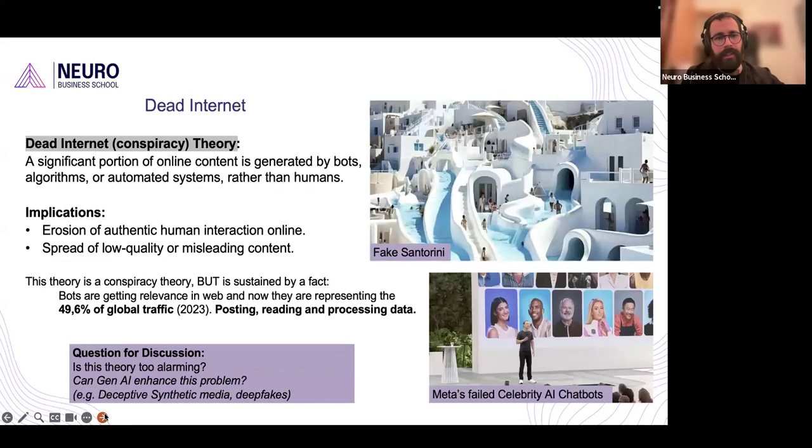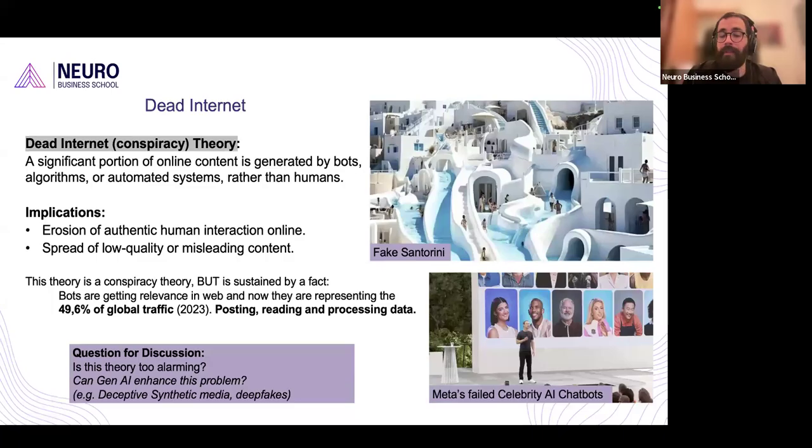Well, we have time. Let's check this idea of the dead internet theory. Okay, but it's a theory. Maybe some of you think, okay, it's not something real. But this concept means that there exists a significant portion of online content that is generated by bots, algorithms, automated systems, rather than humans.